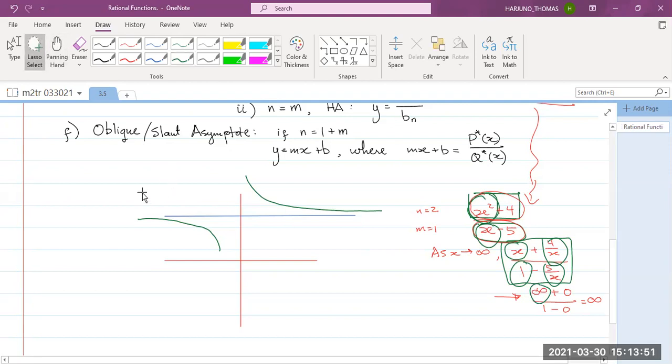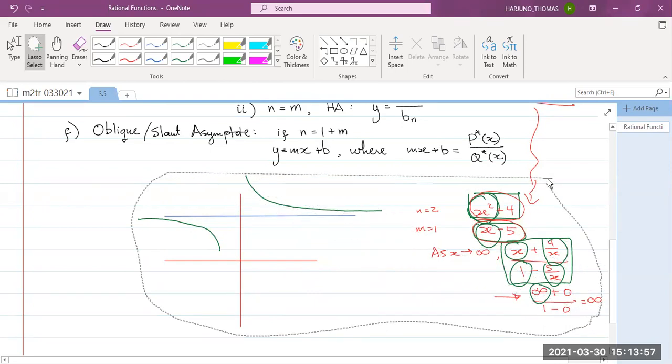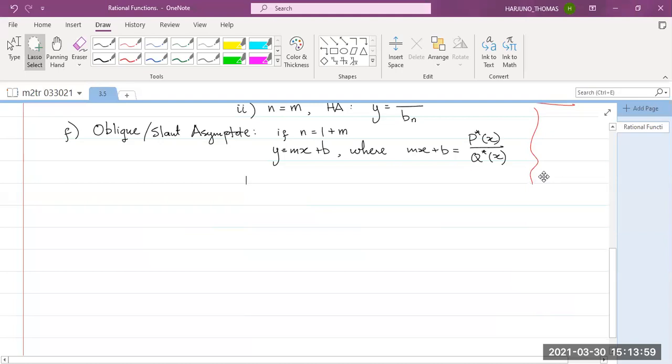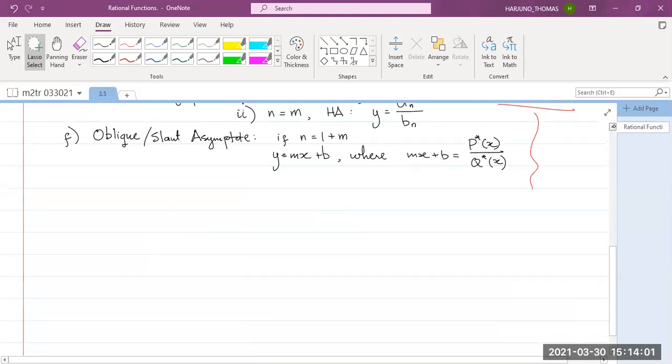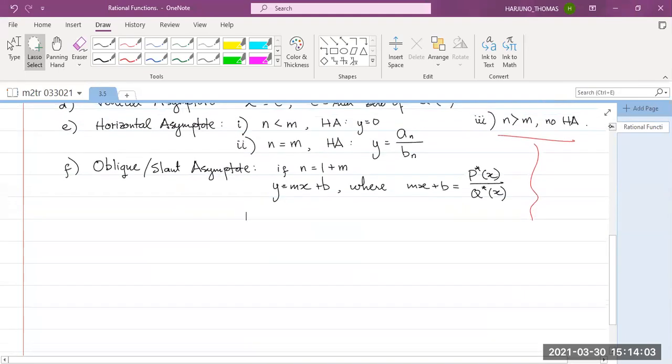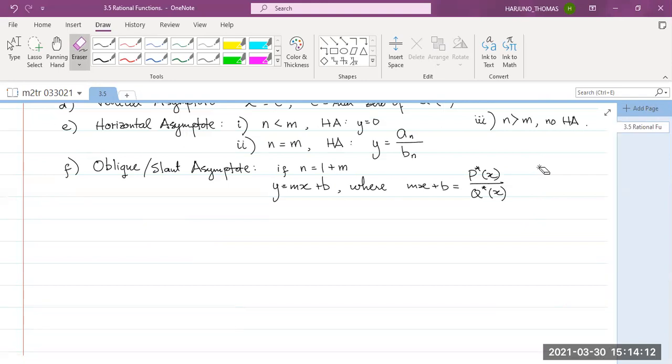That's the reasoning behind why, if the degree on the top is more, then we don't have a horizontal asymptote. We have a horizontal asymptote if, as we go to infinity, the value of the function approaches a certain number. Now here, it goes to infinity or maybe negative infinity.